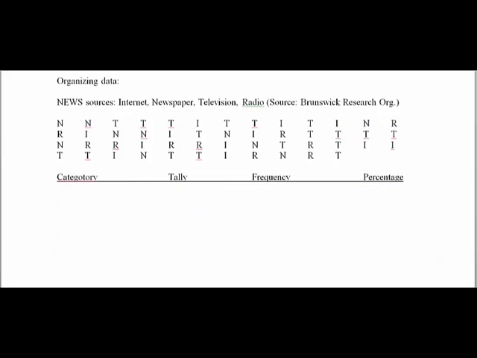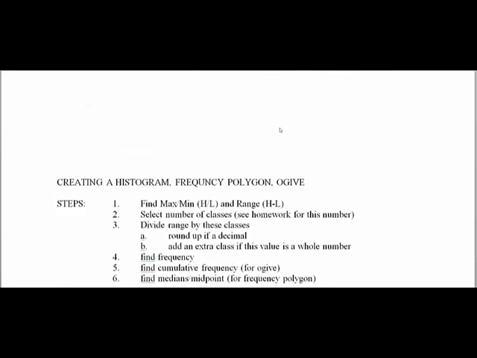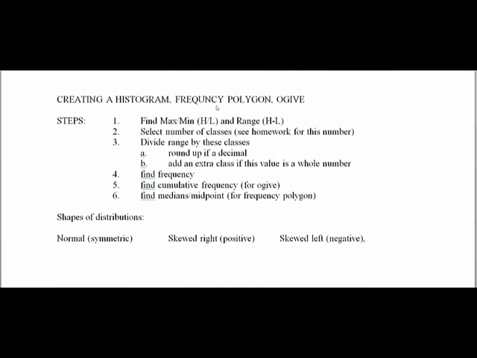Well, this moves on to the big part of this video, which is creating a histogram, a frequency polygon, and the ogive. Now, the first thing I want to do is show you that these graphs are going to have some shapes. So before I run through those 6 parts, I'm going to show you some shapes of some distributions. First of all, normal distribution looks like this.